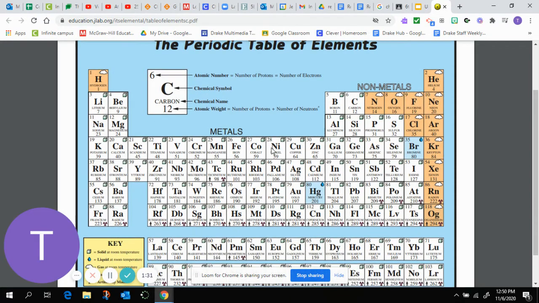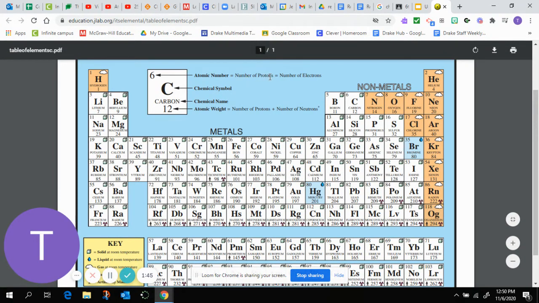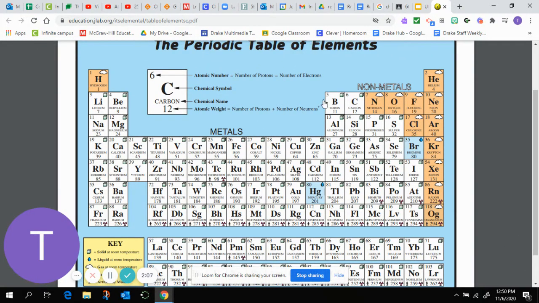Okay, so let's look at another example. If we are looking at iron, the iron symbol is Fe right here. Iron has an atomic number of 26. That means that the neutral atom of iron has 26 protons and it has 26 electrons, so those will be equal. Then 56 is the number of protons plus neutrons. That's the mass. So to find the number of neutrons, I would take 56 minus 26. 56 minus 26 is 30. So that is how many neutrons there are in an iron atom.